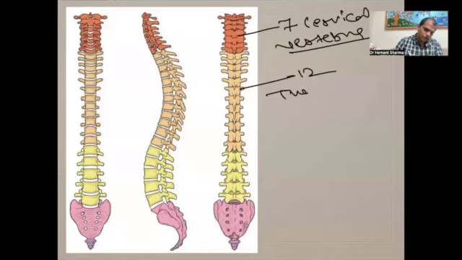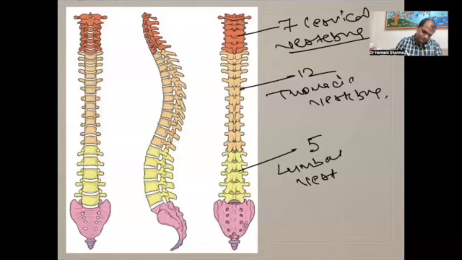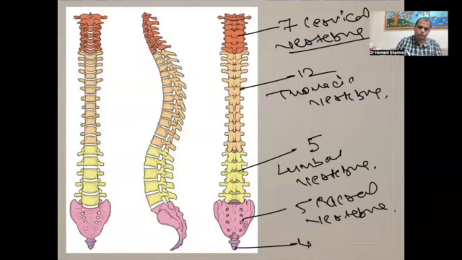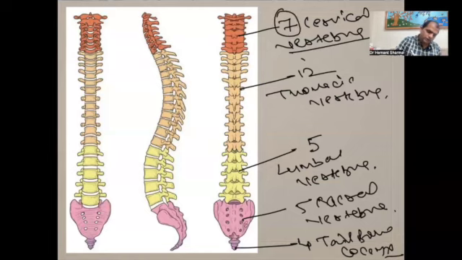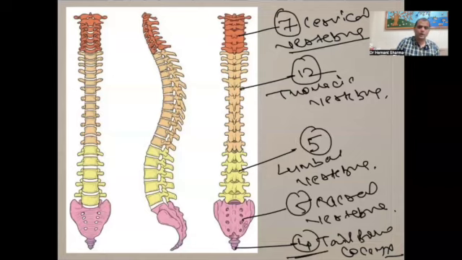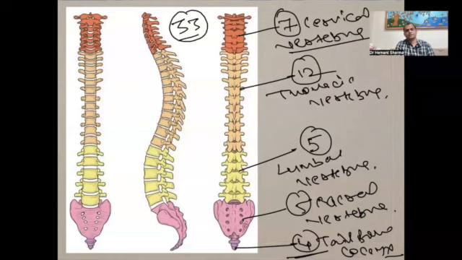We have 7 cervical vertebrae. We have 12 thoracic vertebrae. We have 5 lumbar vertebrae. We have 5 sacral vertebrae. And we have 4 bones of the tailbone or coccyx. So can you count how many is 7, 12, 5, 5 and 4? How many total? Please count it immediately. So the answer is 33. 33.